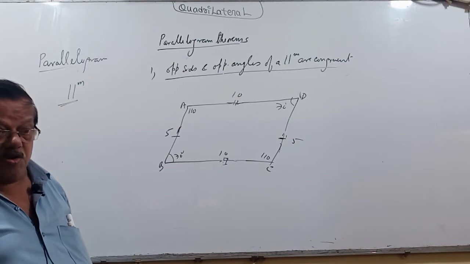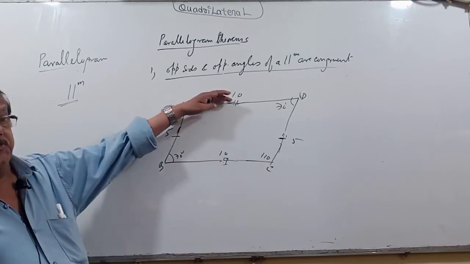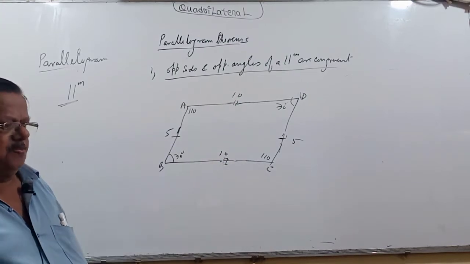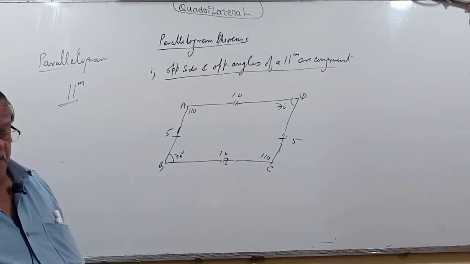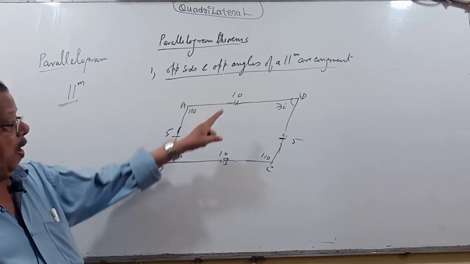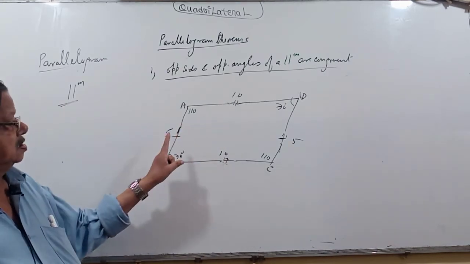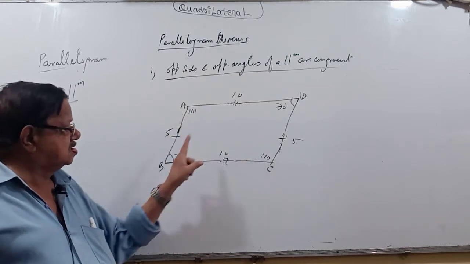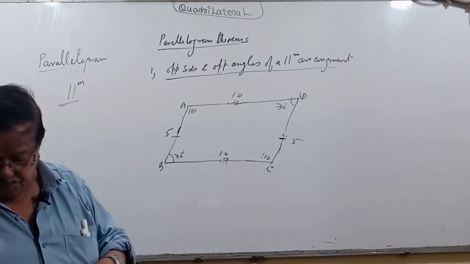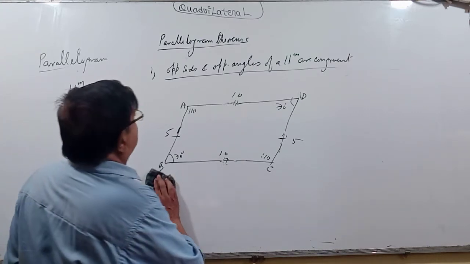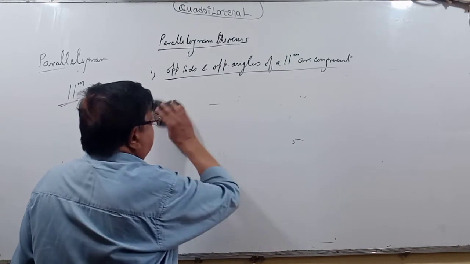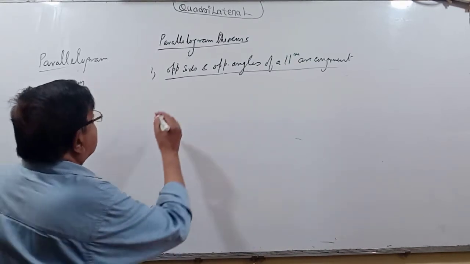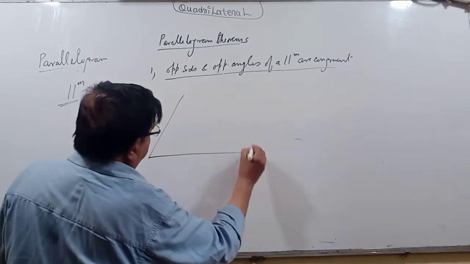So what is a parallelogram? If asked, say opposite sides are parallel. That quadrilateral is called a parallelogram. What is the theorem or property of a parallelogram? Opposite sides are congruent, and opposite angles are congruent. These are the properties of a parallelogram. We have to prove any theorem. So this theorem we are going to prove now.